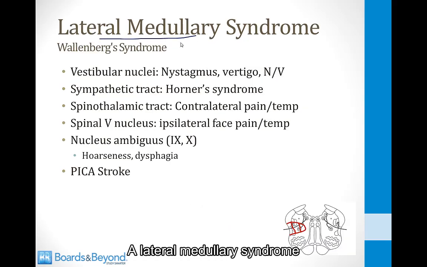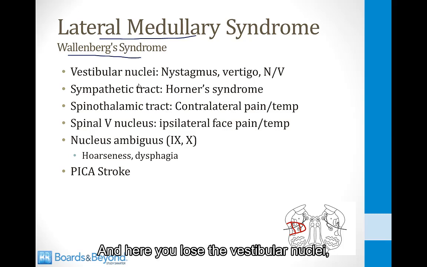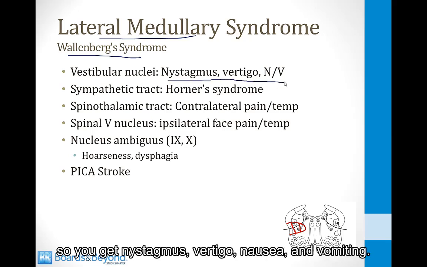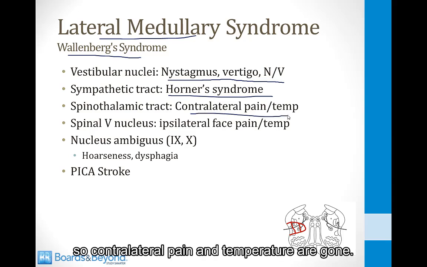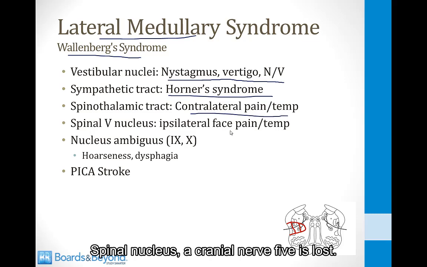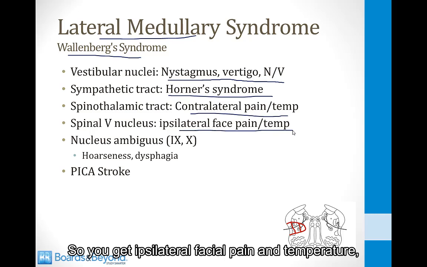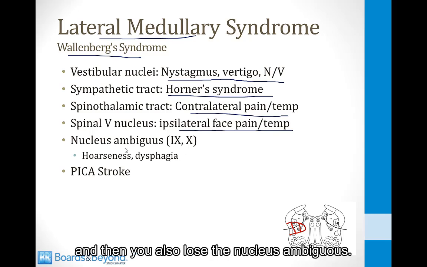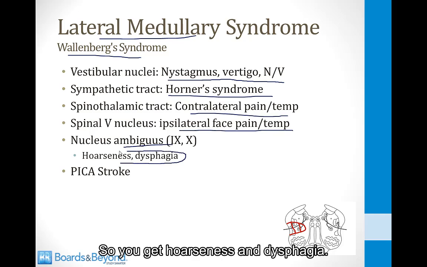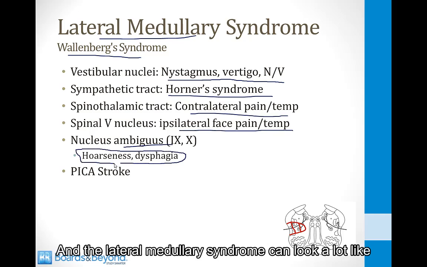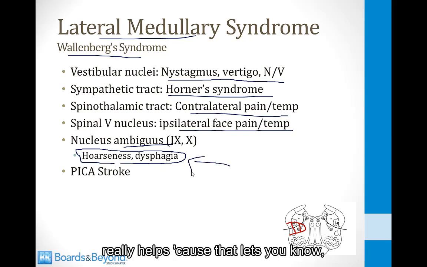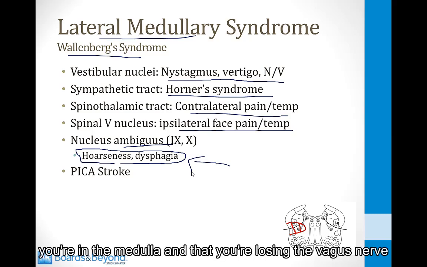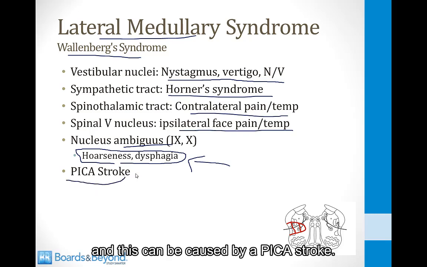A lateral medullary syndrome is also called Wallenberg syndrome, and here you lose the vestibular nuclei, so you get nystagmus, vertigo, nausea, and vomiting. You also lose the sympathetic tract, so you can get a Horner syndrome. There's loss of the spinothalamic tract, so contralateral pain and temperature are gone. Spinal nucleus of cranial nerve 5 is lost, so you get ipsilateral facial pain and temperature. And then you also lose the nucleus ambiguus, so you get hoarseness and dysphagia. The lateral medullary syndrome can look a lot like the lateral pontine syndrome, so this presence of hoarseness and dysphagia really helps, because that lets you know you're in the medulla and that you're losing the vagus nerve. And this can be caused by a PICA stroke.